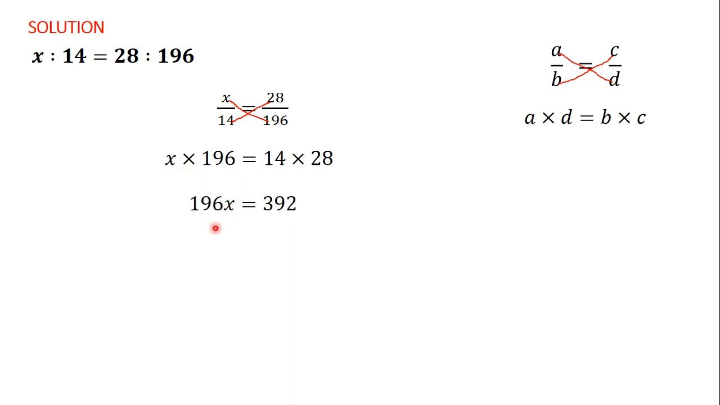X times 196 will give us 196x. 14 times 28 will give us 392. We will divide the left hand side by 196. We will divide the right hand side by 196. We will have x is equal to 392 divided by 196, and x will give us 2. Let's look at the second question.